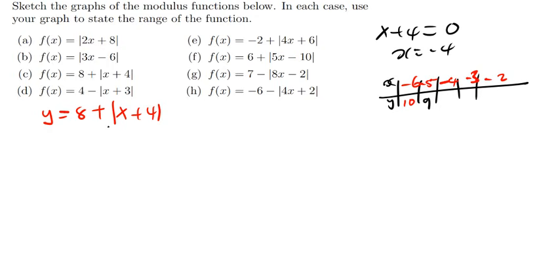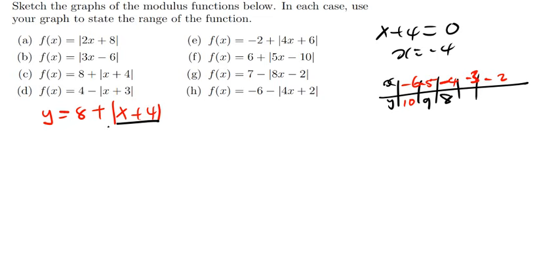Next, you put -4. So when you put -4, what are we going to have? In the modulus here, it will be 0. Okay? It will be 0. So it will be 0 plus 8, because it will be -4 plus 4, that is 0. 0 plus 8, that is 8.